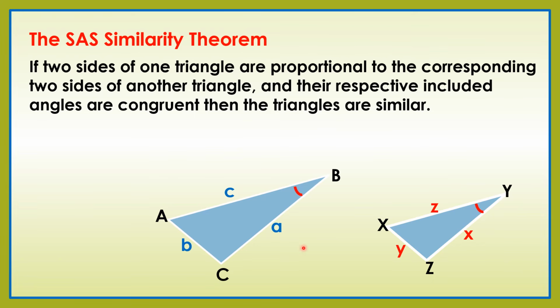Let us consider the two triangles, triangle ABC and triangle XYZ. So we have your angle A, opposite side is a. Angle B, opposite side is b. Angle C, opposite side is c. Then, angle X, opposite side is x. Angle Y, opposite side is y. And angle Z, opposite side is z.